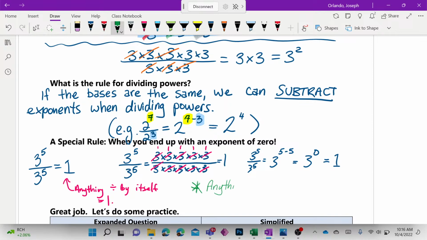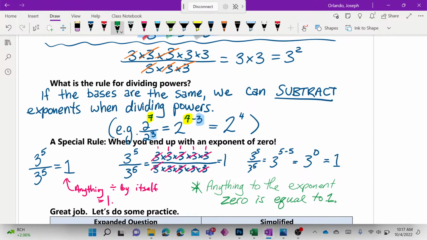Anything to the exponent 0 is equal to 1. Because anything to the exponent 0 really means divide this by itself. That's what the exponent 0 means. It means take this and divide it by itself, and when you take anything and divide it by itself, you get 1. But that's a really easy mistake, because if you just see something to the exponent 0, what's your instinct really quickly to be?